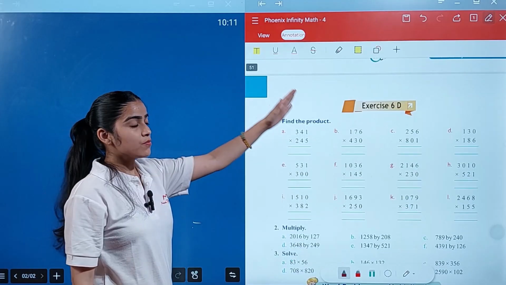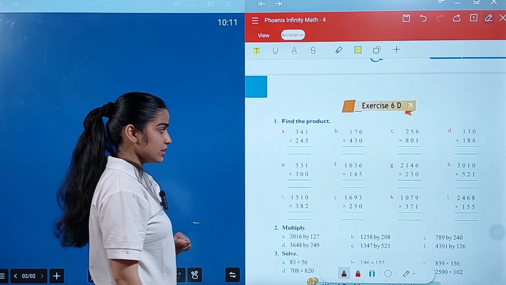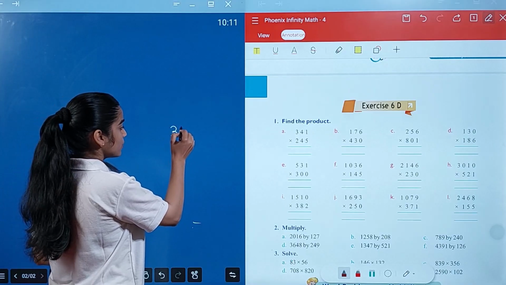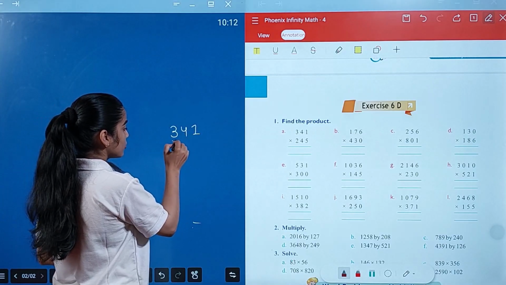And now we move forward to our exercise 60. So let's understand this question. Here we have 341 multiplied by 245.